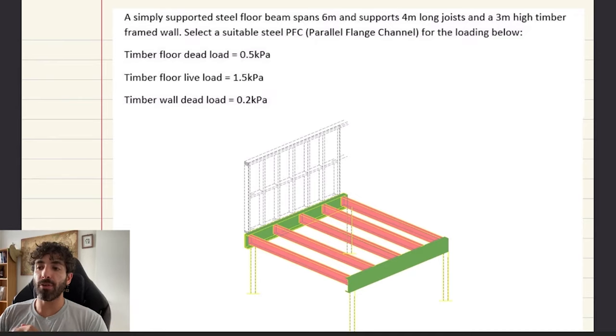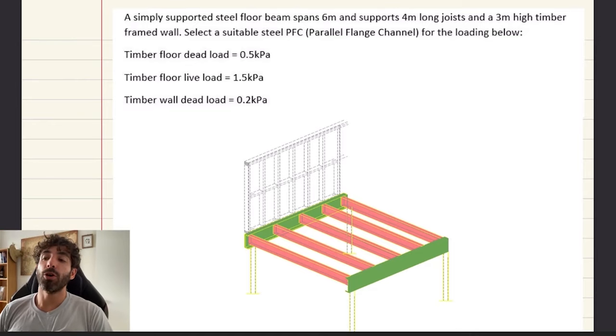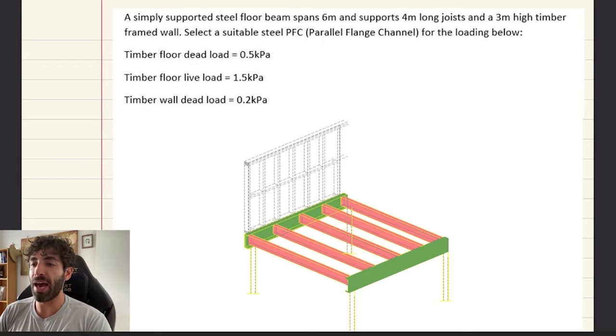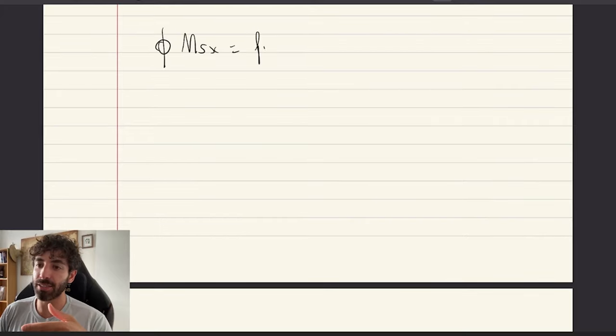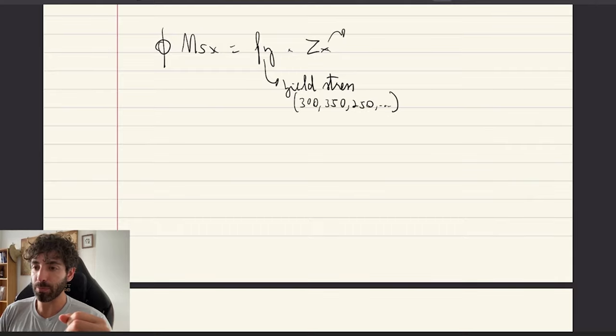If you want to stick around for a couple more minutes, I will explain a little more about lateral restraint of flexural members, which is very important to know in order to choose the correct tables to select the bending moment capacity. Okay, so in this example, we use the tables for the section moment capacity phi MSX, which is simply the yield stress times the effective section modulus.